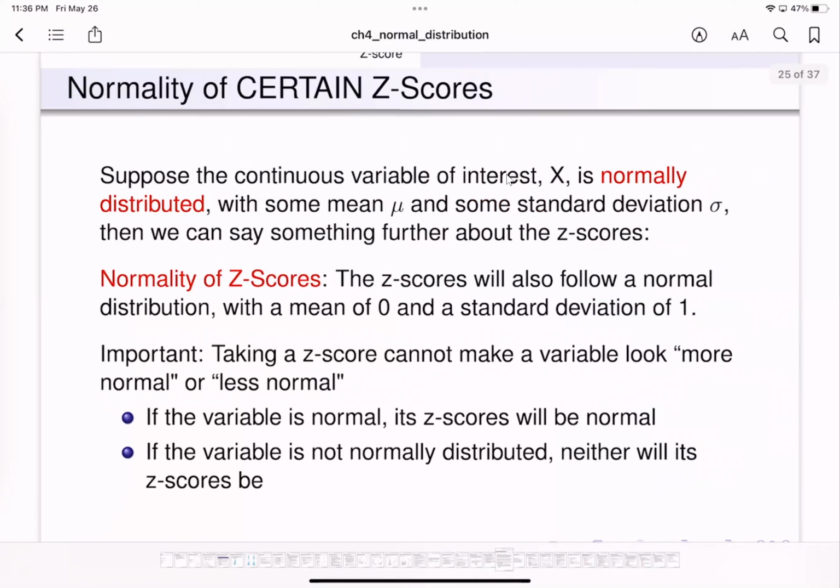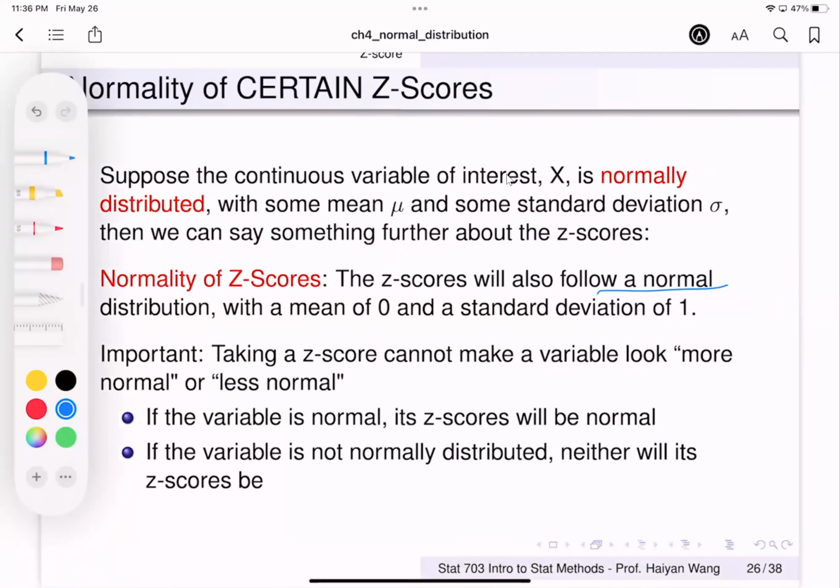For the z-score versus the original x, the good part is that if x has a normal distribution with mean mu and standard deviation sigma, then the z-score also has a normal distribution. So z follows a normal distribution with mean 0 and variance 1. This is equivalent in the sense that if x is normal, then z is normal, and if z is normal, then x is normal. You can go in both directions. But if the variable is not normal, the z-score will also not be normal.